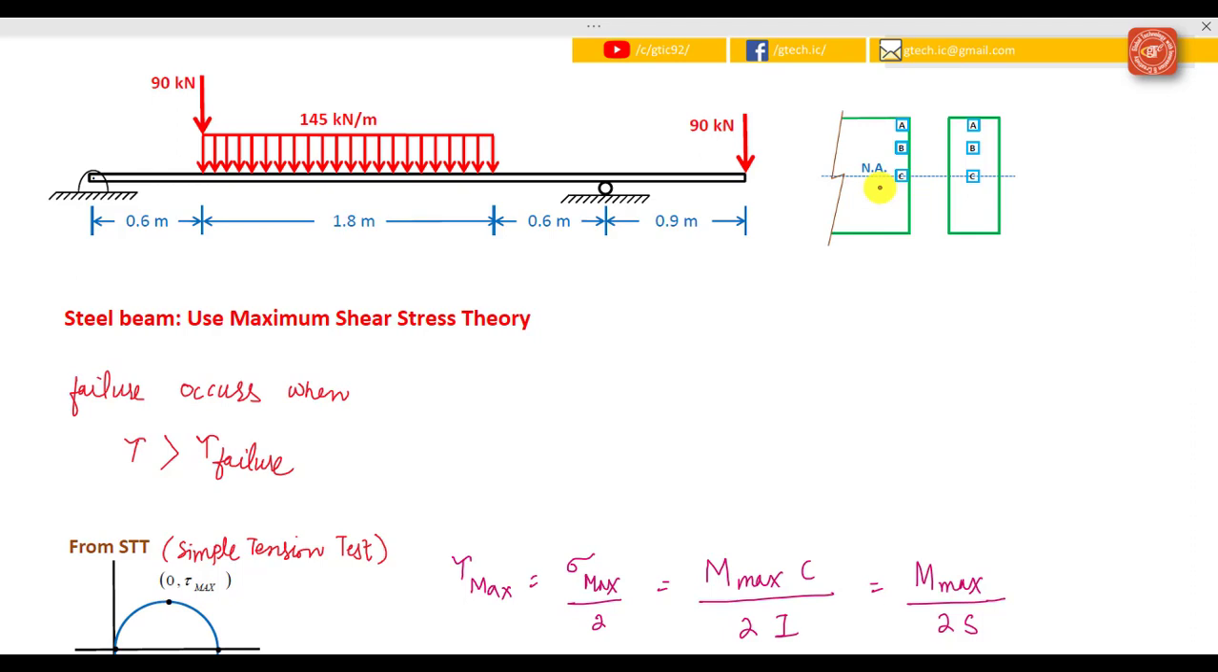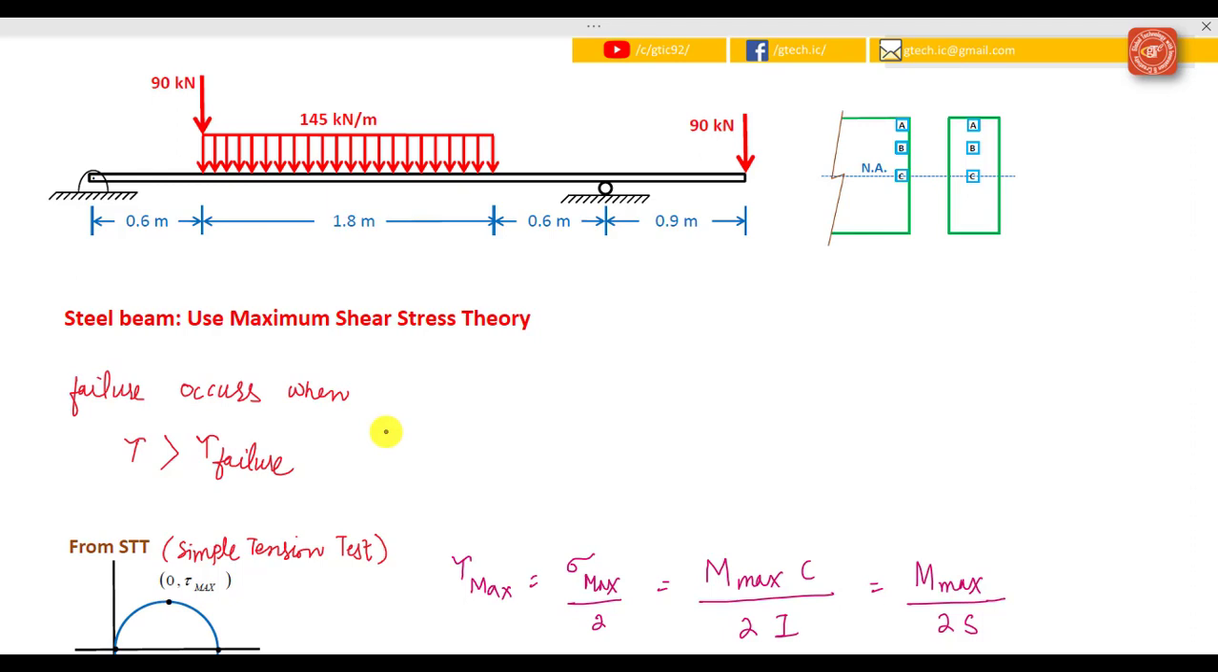So for our problem, let's begin by deciding what kind of failure theory we are going to use. As you know, we have talked about a couple of different failure theories. For this problem, we are going to use the maximum shear stress theory because this is a steel beam, and this theory is good for ductile materials, whereas the maximum normal stress theory is good for brittle materials.